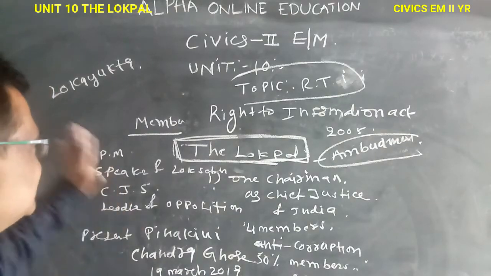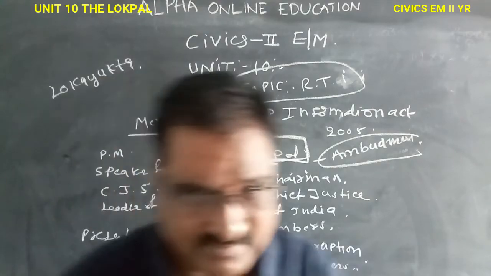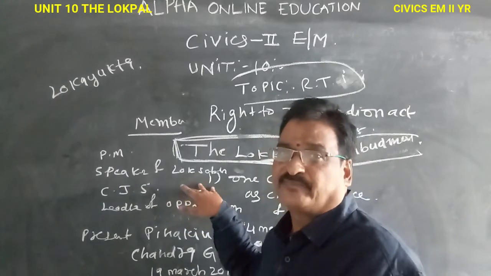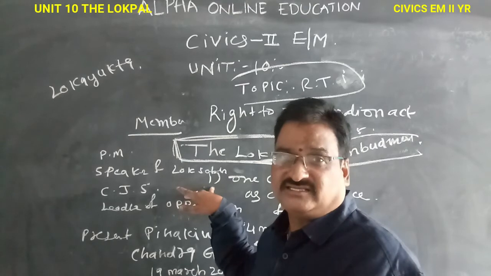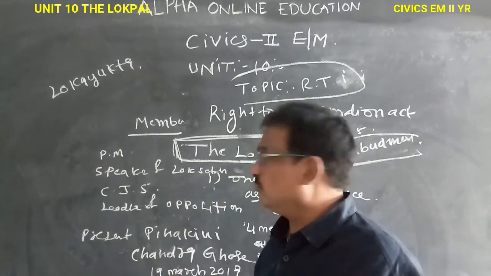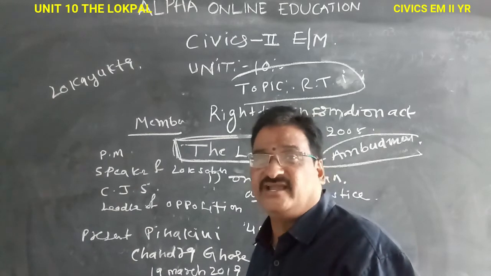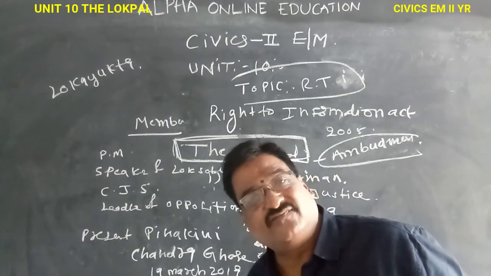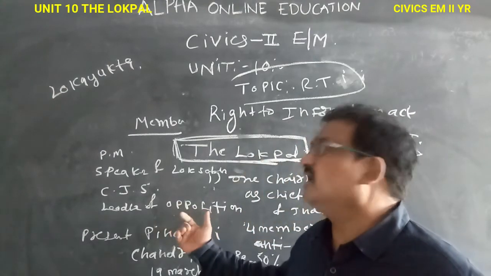The members of this Lokpal selection committee are the Prime Minister of India, the PM being a member, and the Speaker of the Lok Sabha, at present Om Birla. Then the CJI, Chief Justice of the Indian Supreme Court, and the Leader of Opposition.